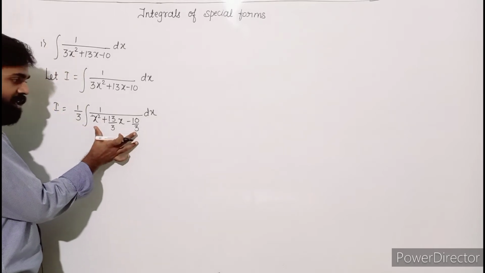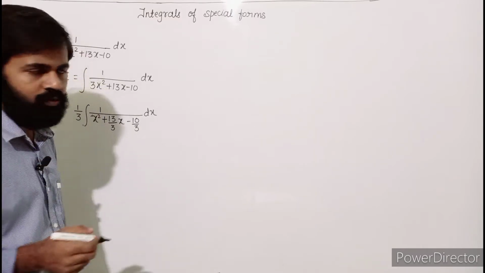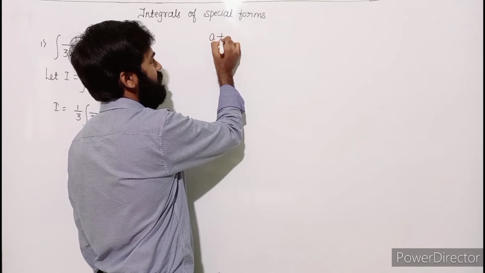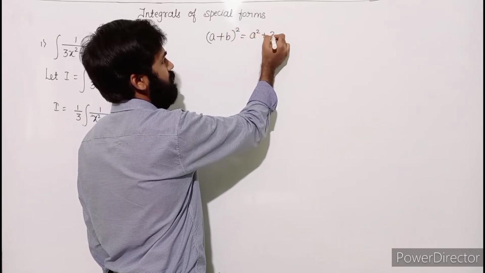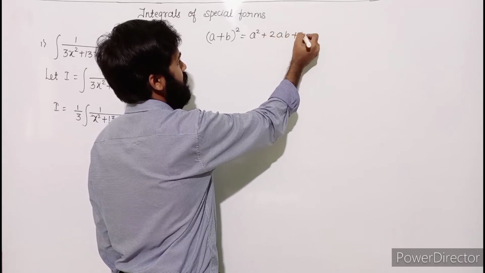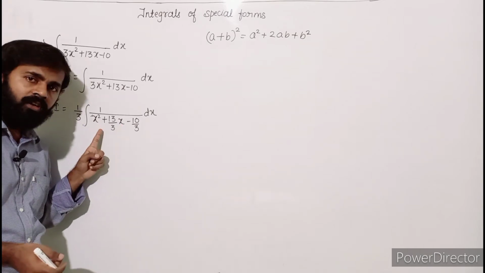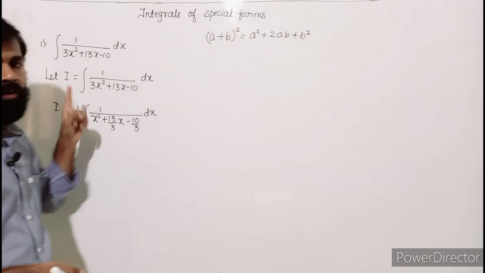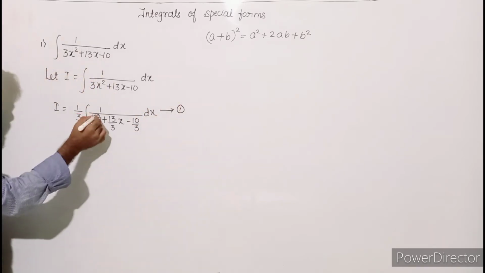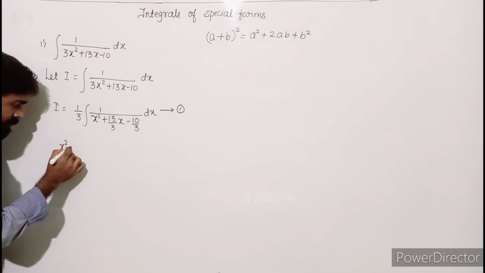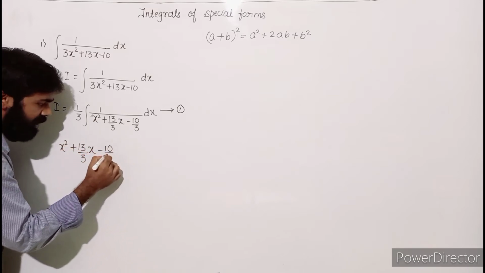Now here, I need to express this in the form of a square using the completing square method. So to use the completing square method, I write the formula a plus b whole square equals a square plus 2ab plus b square. Why should I use a plus b whole square? Because the coefficient of x is positive. Now if you compare with this formula, I'll call this equation 1. Okay, so I'll just take this x square plus 13 by 3 x minus 10 by 3.